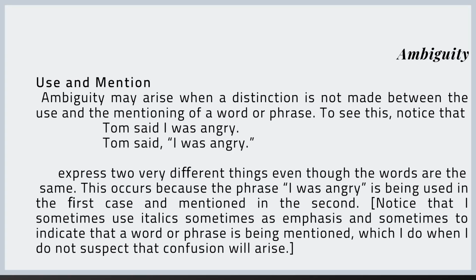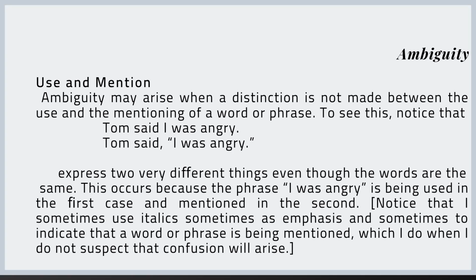Use and mention. Ambiguity may arise when a distinction is not made between the use and the mention of a word or phrase. To see this, notice that Tom said, I was angry, and Tom said, "I was angry," express two very different things, even though the words are the same. This occurs because the phrase, I was angry, is being used in the first case and mentioned in the second.